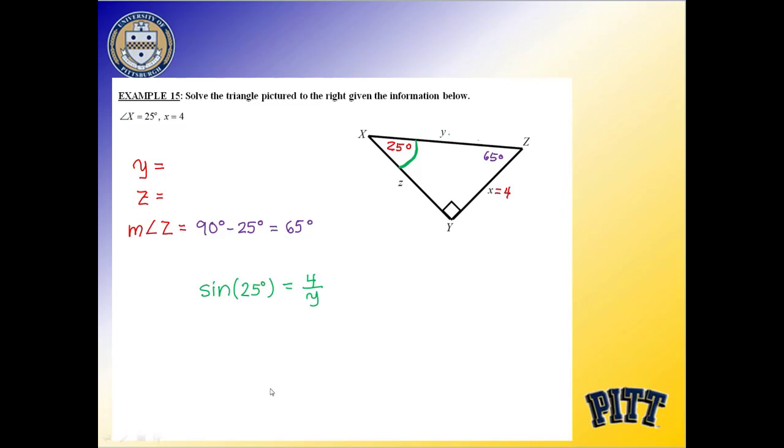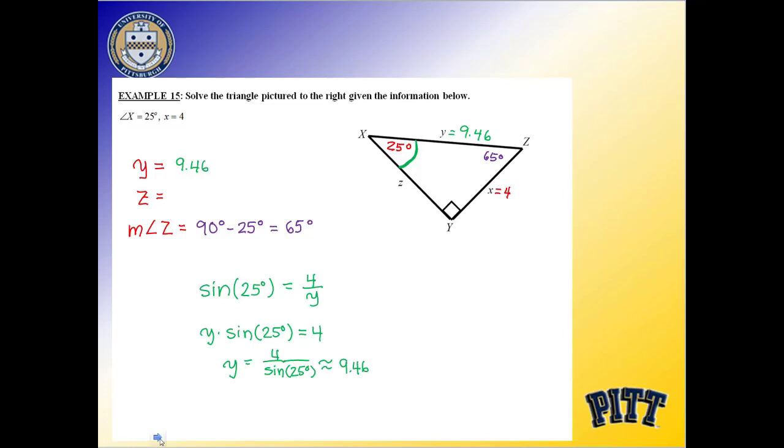Since y is in the denominator, I think of the sine of 25 degrees as a number. I would do my cross multiplication and get that y times the sine of 25 degrees equals 4. And then I'm going to divide both sides by the sine of 25 degrees. But I do know that y is 9.46 at this point.